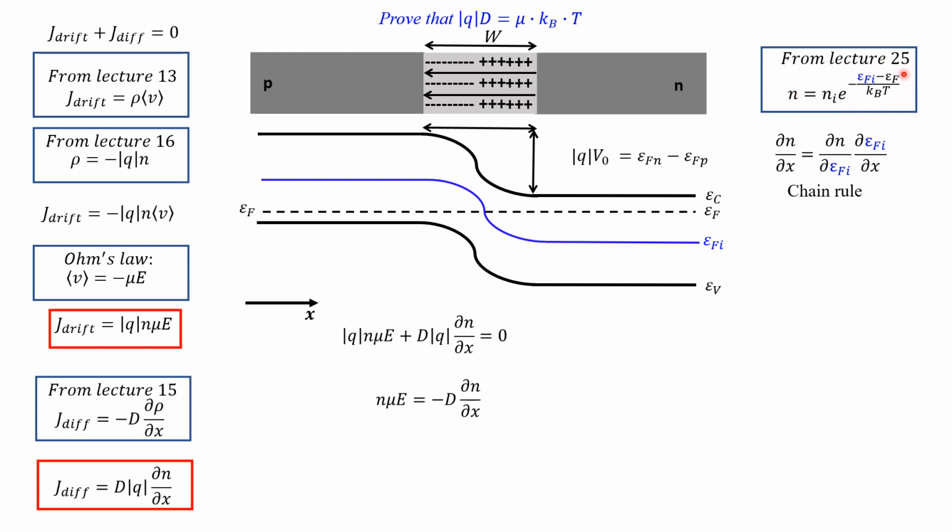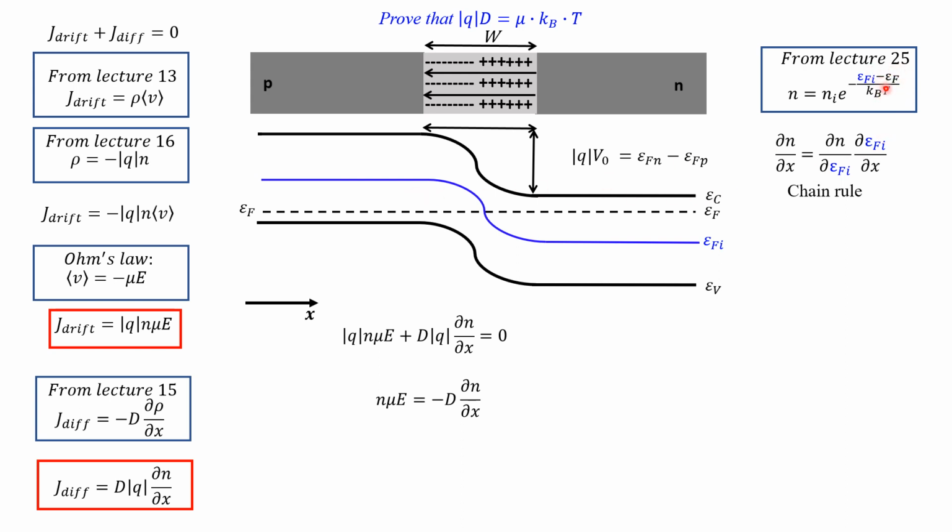Notice that in this expression here, the only term that depends on space must be the Fermi level of the intrinsic semiconductor. This is the concentration of charge in an intrinsic semiconductor, so it does not depend on space. This is just a number. Once we decide the material and the temperature, this number is defined, and we already learned how to calculate it in the previous lectures. The temperature is fixed across the junction.